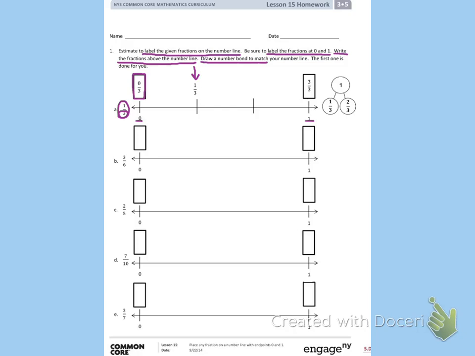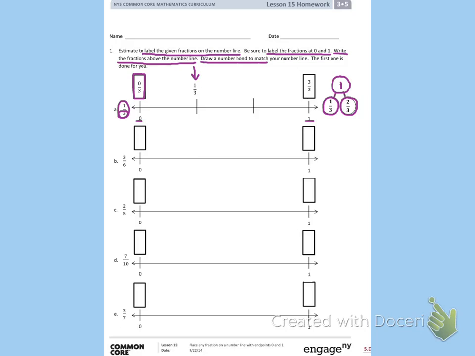The number bond here shows the 1 whole in the first top circle, and then the given fraction is in this circle. That means that there are 2/3 remaining on the number line. That's where the other 2/3 came from. So 2/3 combined with the 1/3 that was given makes 3/3, or 1 whole.